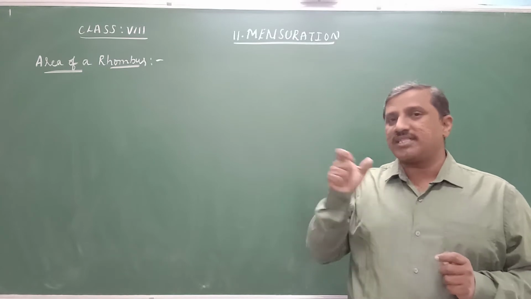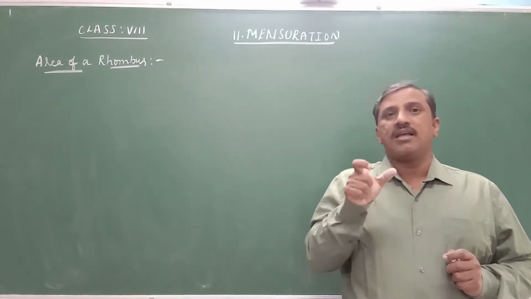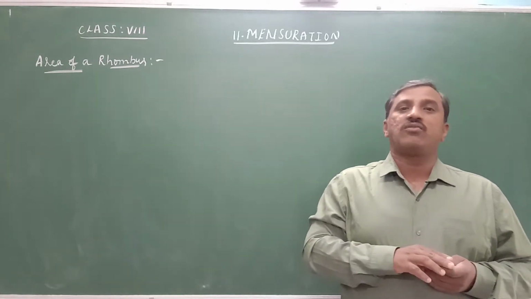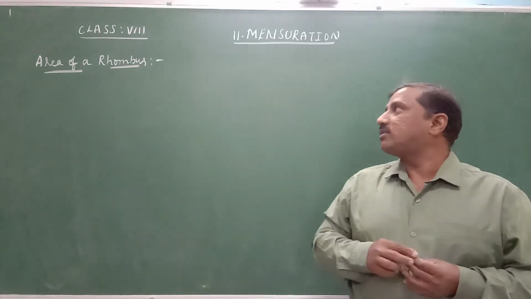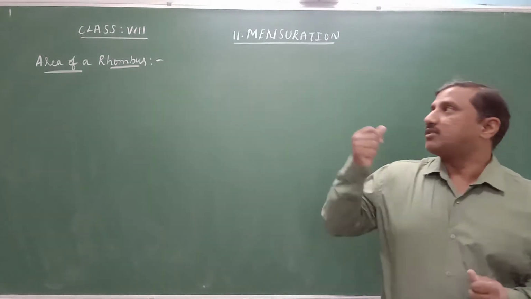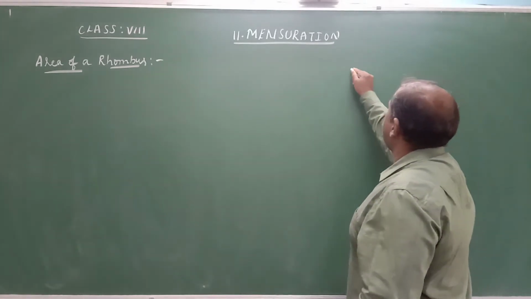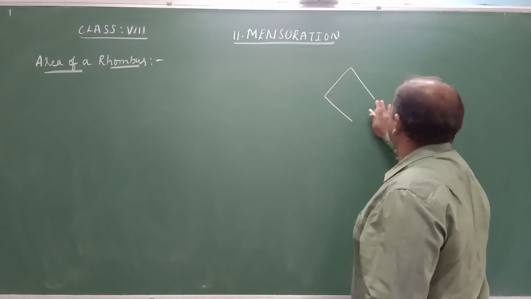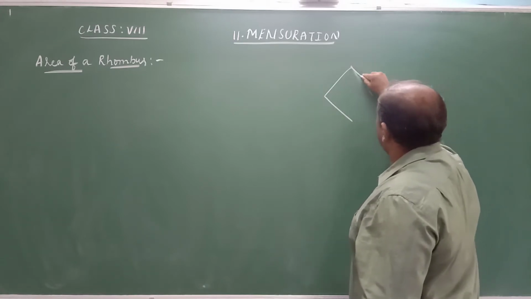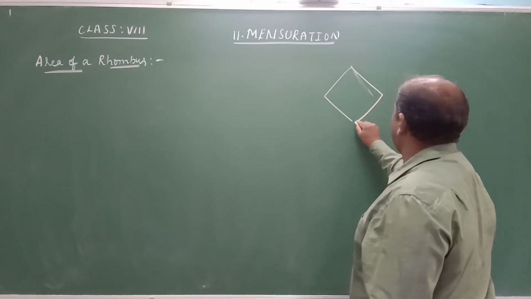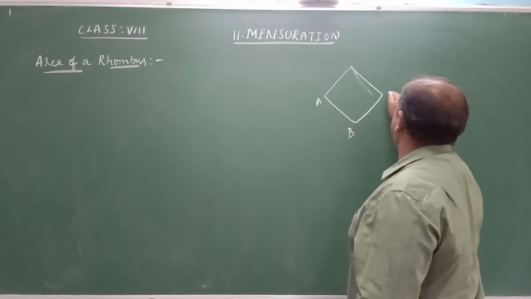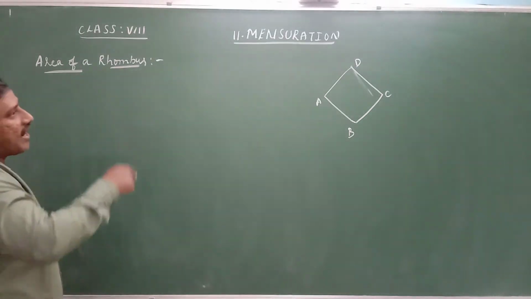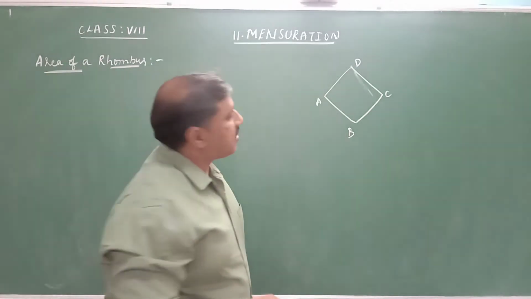Now we are going to use this property of a rhombus, that the diagonals are perpendicular bisectors to each other. That concept we are going to use to derive a formula to find the area of a rhombus. So let us consider ABCD is a rhombus, a simple figure, in which all the sides are equal. So to find the area of this rhombus, draw its diagonals.